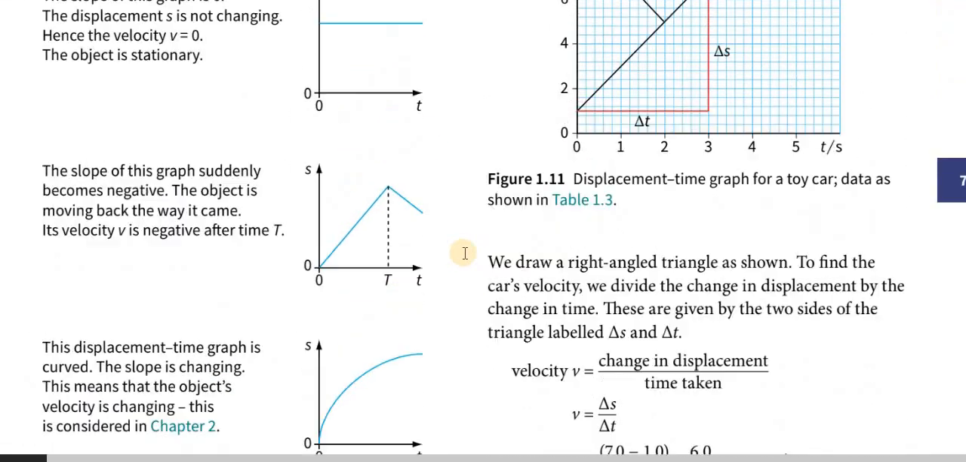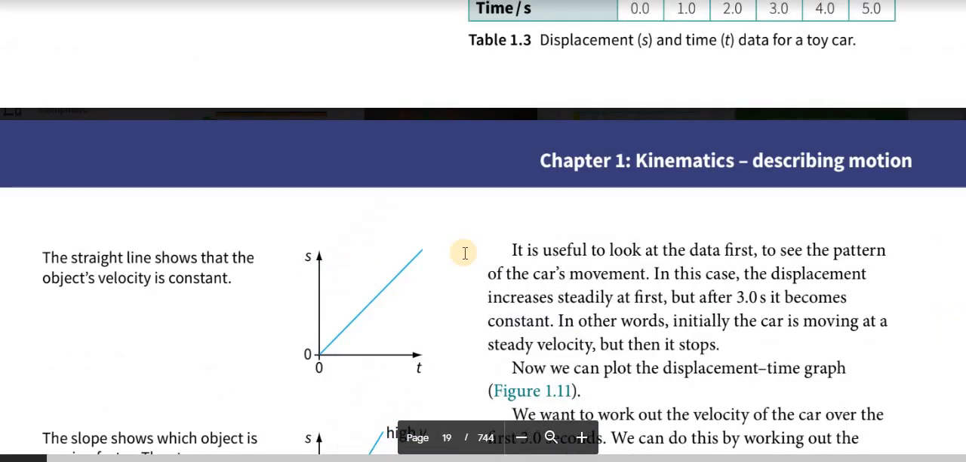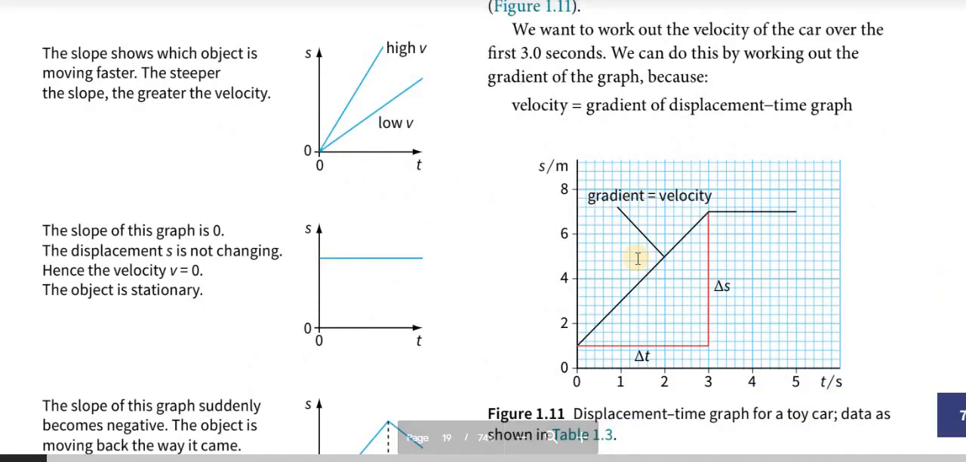Okay, then we have this over here. You can see over here the velocity is constant and then it becomes 0. So velocity is constant from 0 to 3 seconds and then the velocity becomes 0. So that means it stops. The object stops at this point. At 3 seconds, the object stops.